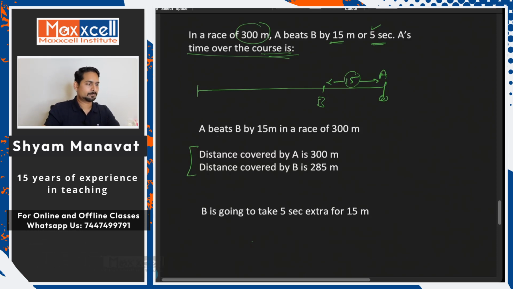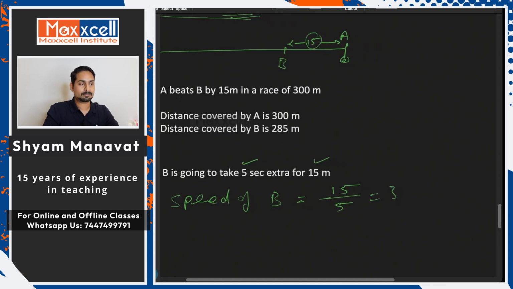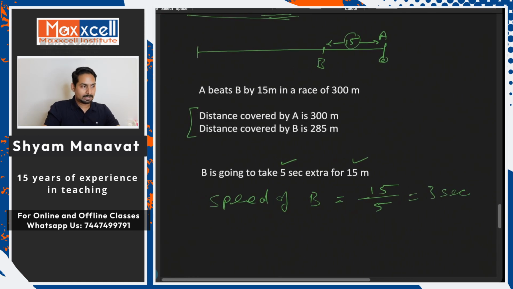In that case, if B takes 5 seconds for 15 meters, that way we can calculate the speed of B, right? So speed of B will be distance upon time. Yeah, distance upon time, that is 3 meters per second, isn't it? Clear up till here? Yeah.